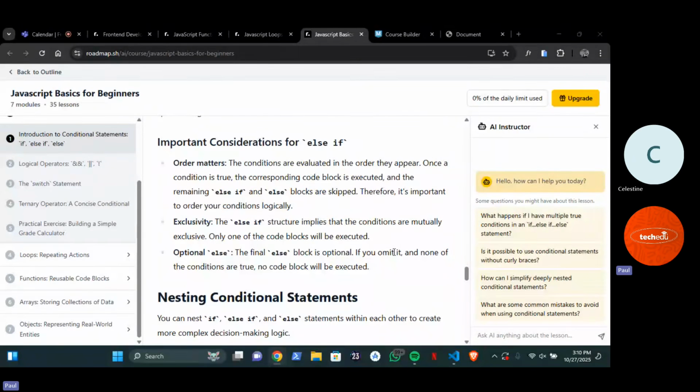So if you have your else if, only one of those code blocks will be executed. Which one will be executed? The true one, right? The one where the condition is true. Is everybody following? Are you sure everybody's following?